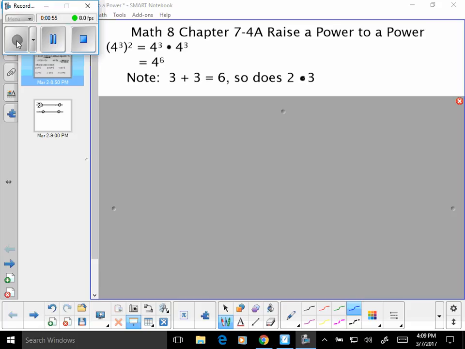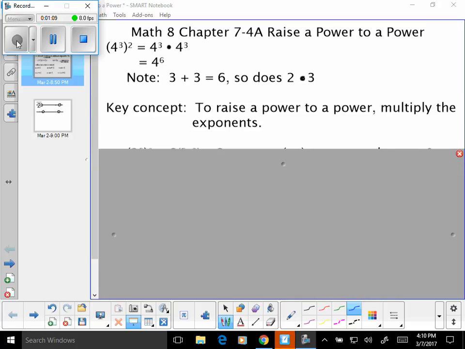But if you look at the original problem, 4 to the third and then squared, 2 times 3 also equals 6. So when we are going to raise a power to a power, our key concept for today is that you are going to multiply the exponents.